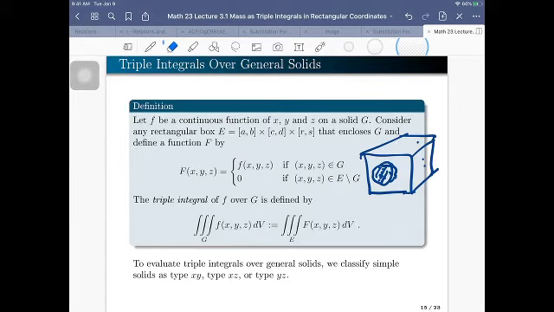Hi, welcome to the third part of the lecture entitled Mass as Triple Integrals in Rectangular Coordinates.